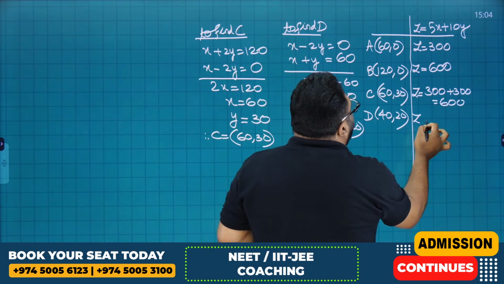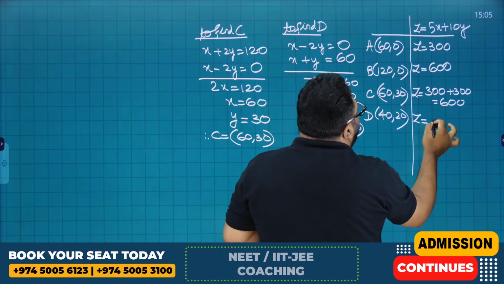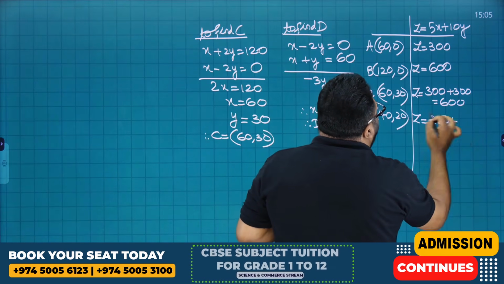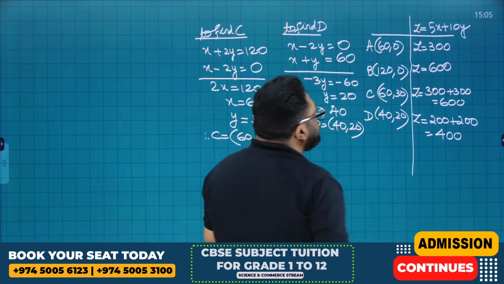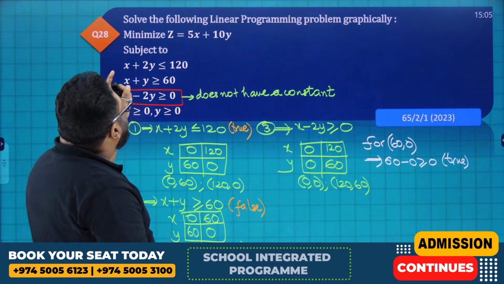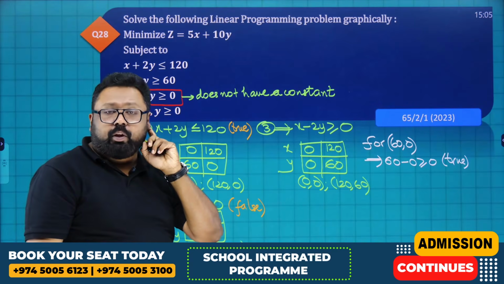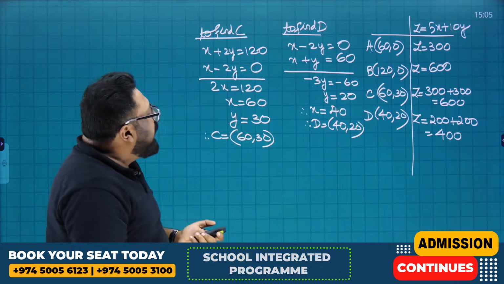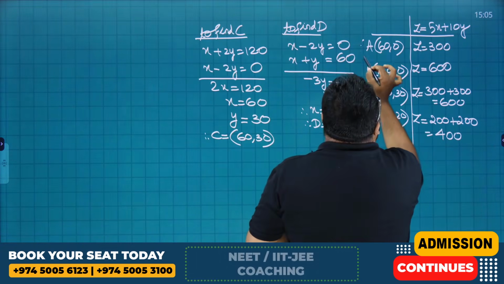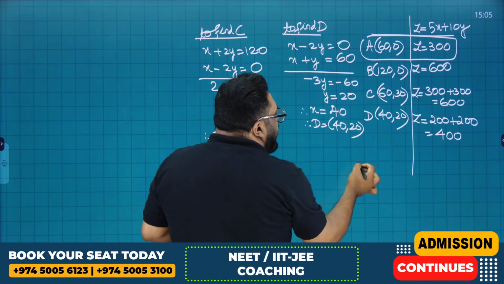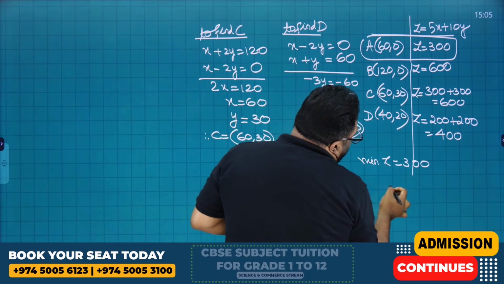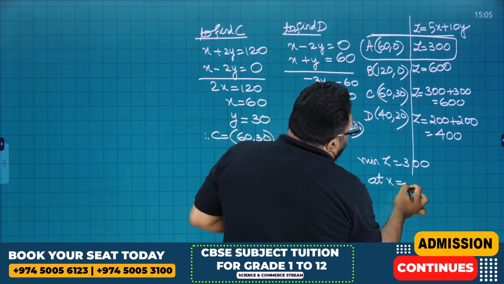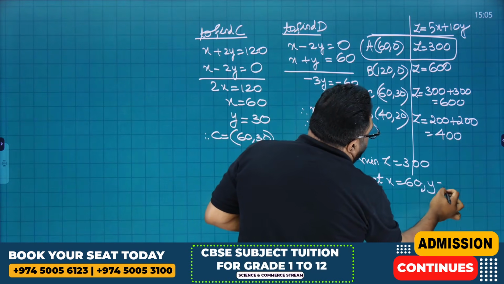Z is equal to 40 makes it 4 5s are 20, 200, and 10 again makes it 200. That is equal to 400. Yes, so I want the minimum value of Z. So it's very easy now. Minimum value of Z is obtained at 300, my dears. They are correct. Minimum Z is equal to 300 at x is equal to 60, y is equal to 0.